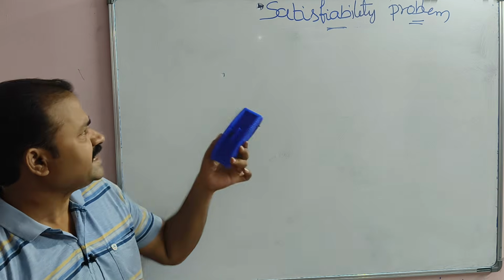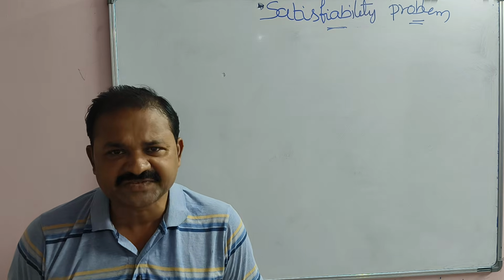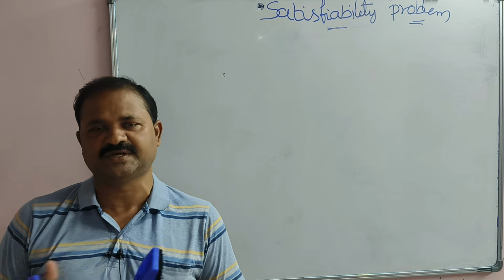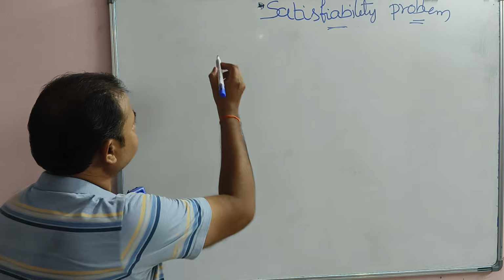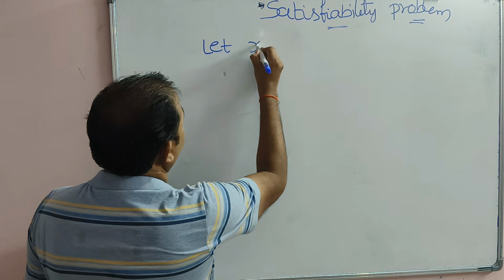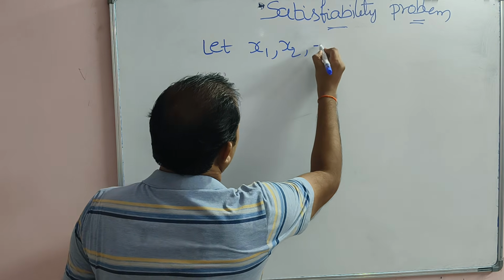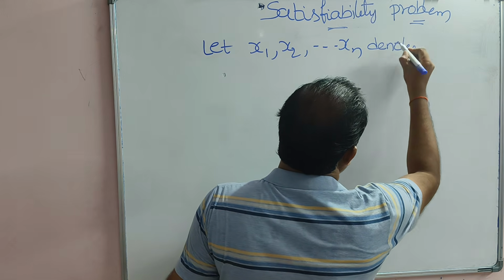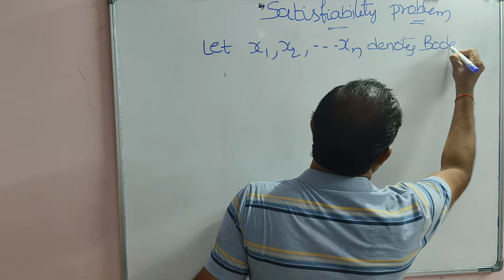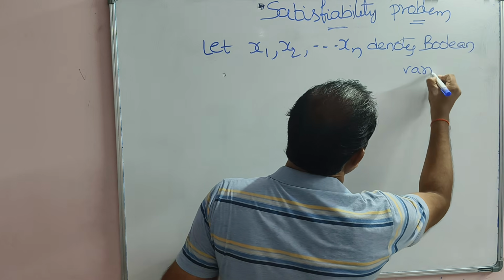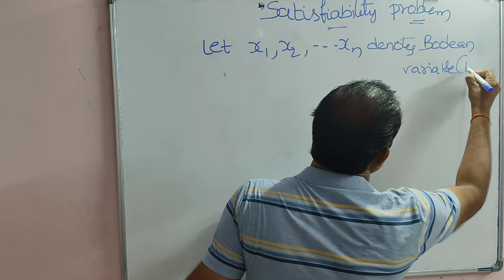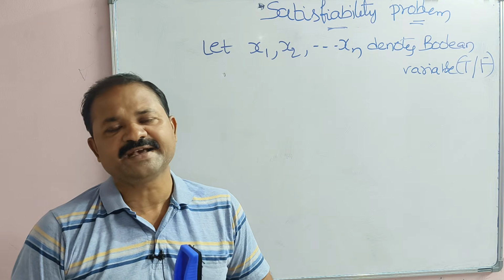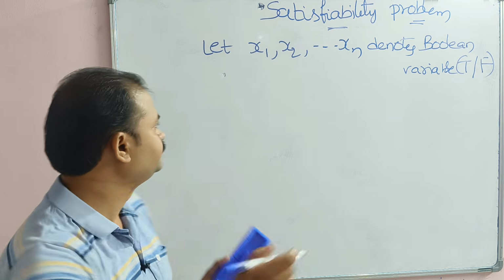Now let us discuss the satisfiability problem in the Design and Analysis of Algorithms subject. Let x1, x2, and so on up to xn denote Boolean variables. The value of a Boolean variable may be either true or false. True means 1, whereas false means 0.